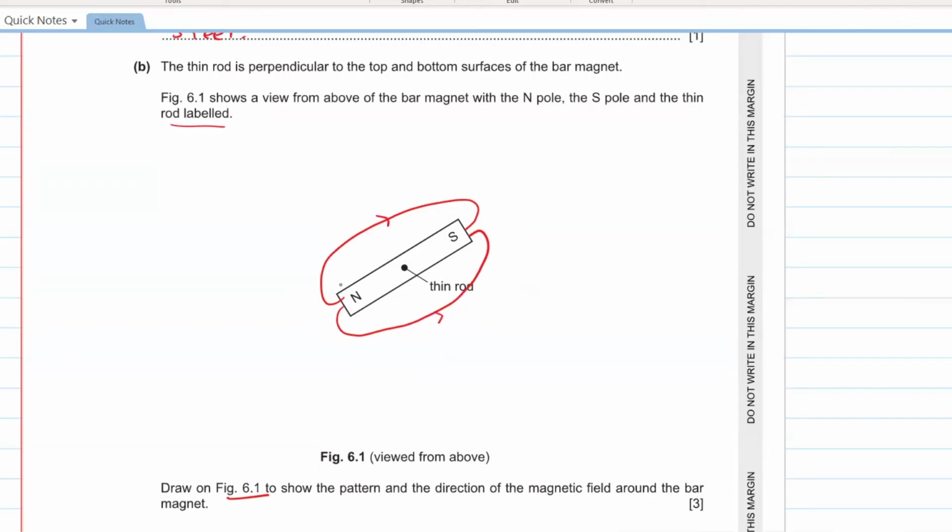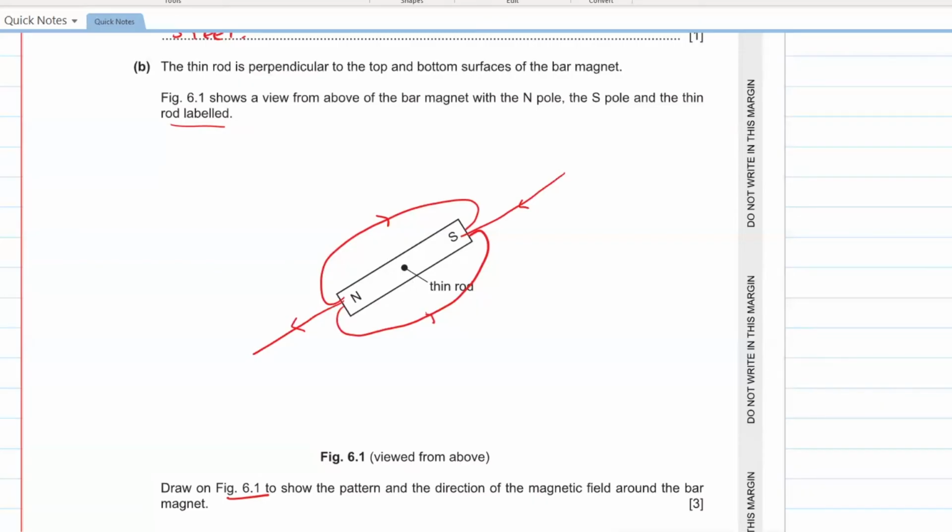Now, if you draw only this, you will probably get 1 or 2 marks because you are missing one thing here. You also have to show field lines originating from the north like this and field lines going into the south like this. Perfect. This should be your drawing. Nothing complicated here.